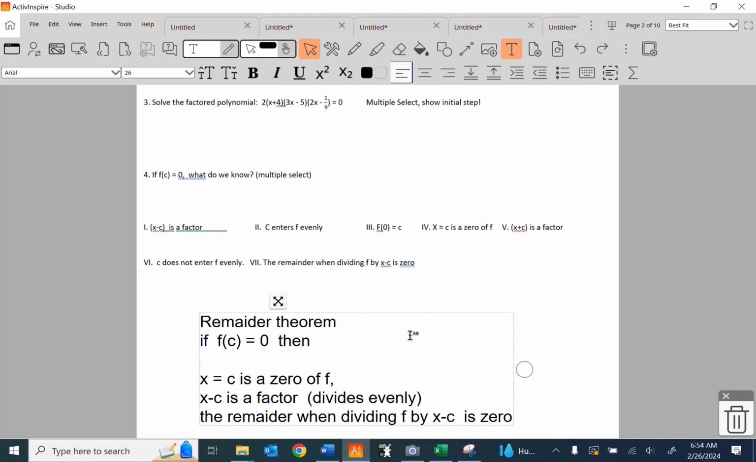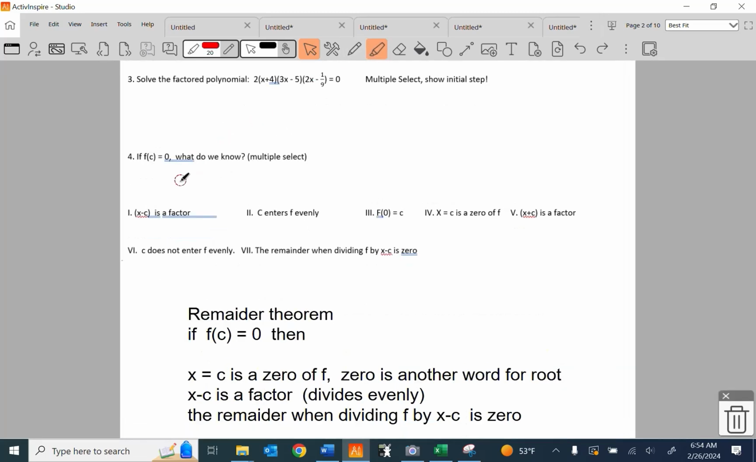There's one more thing it can actually say. Well, actually, it's right here. f of c is 0. And by the way, 0 is another word for root. Don't be surprised if that shows up sooner or later. But there's a couple answers here. x minus c is a factor is one of them. c enters f evenly. x equals c is a 0 is one of them. This is not, because the signs have to change. The c was positive. Be careful about that. And the remainder when dividing f by x minus c is 0. There's your 4 choices. Memorize them. Plain and simple.